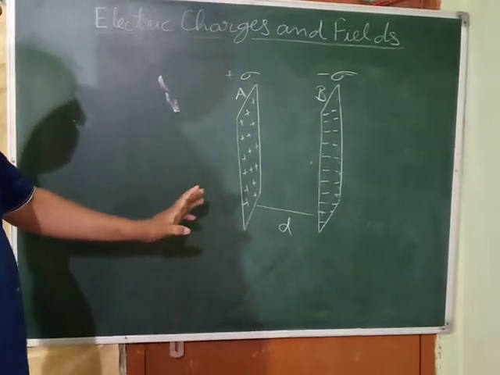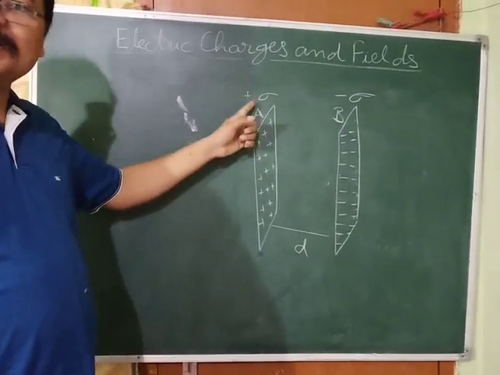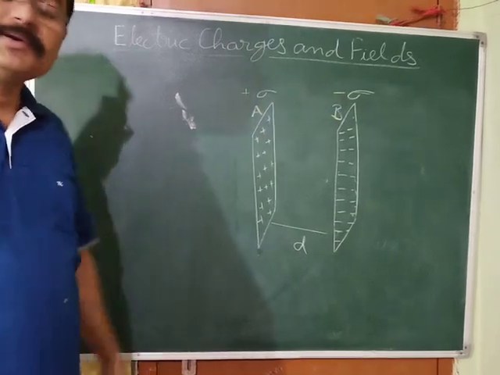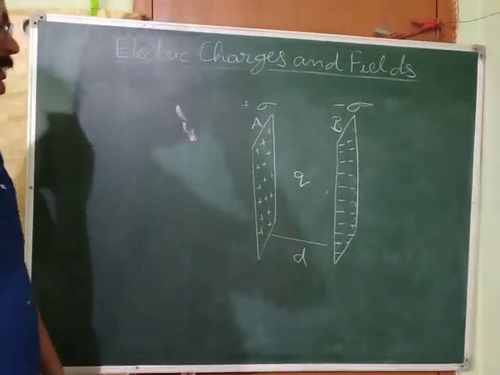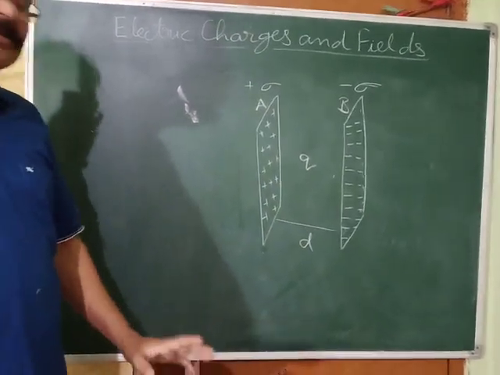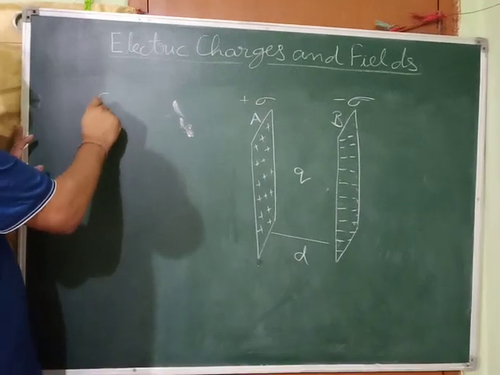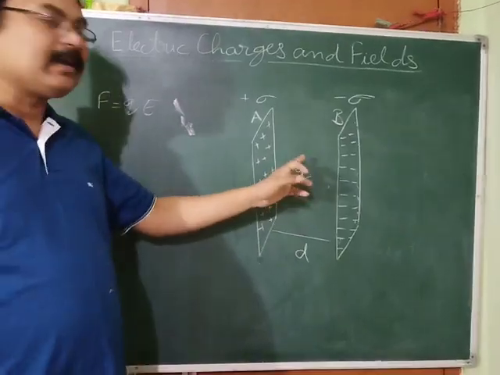Another question, see. There are two plane sheets. This has surface charge density plus sigma. This has minus sigma. And a charge Q is placed over here. Again, the question is how much force is going to act on this charge Q. So what do we have to do first? We know the formula we are going to use: force is equal to charge into electric field intensity. So we have to find out the net electric field intensity.